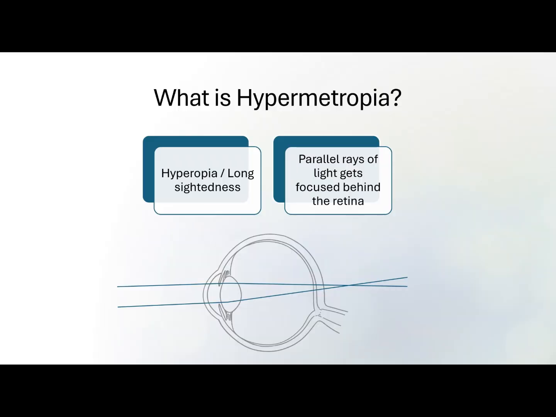So what is hypermetropia? Hypermetropia or long-sightedness is a condition where parallel rays of light get focused behind the retina. It can be because of a problem with the cornea, the lens, or positioning of the retina. So let's see what the reasons are.